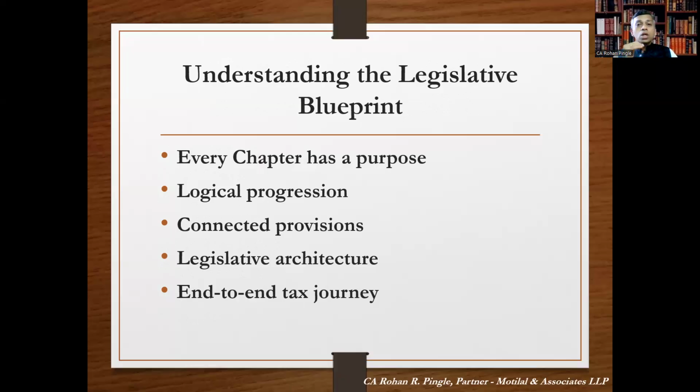Imagine constructing a building. You first lay the foundation of it. Then you build the structure and install electricity and plumbing, and finally you ensure maintenance and security. Similarly, the Income Tax Act begins with the foundation and gradually moves towards compliance, administration, and dispute resolution. Understanding this sequence will make every future chapter easier to learn.